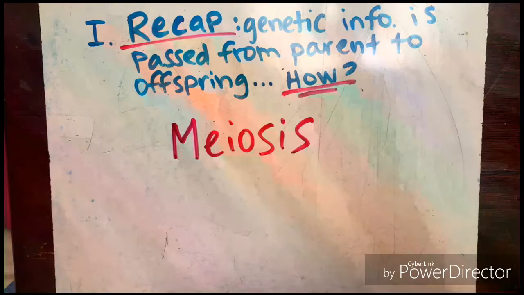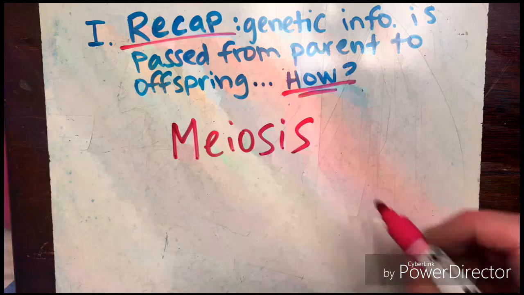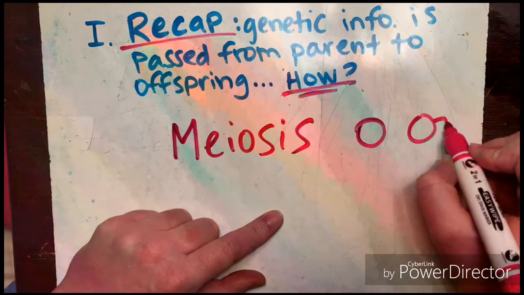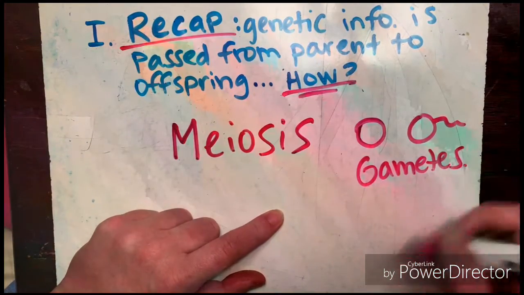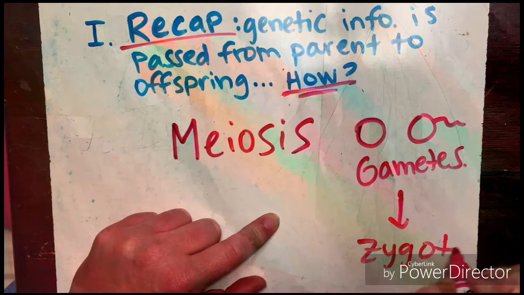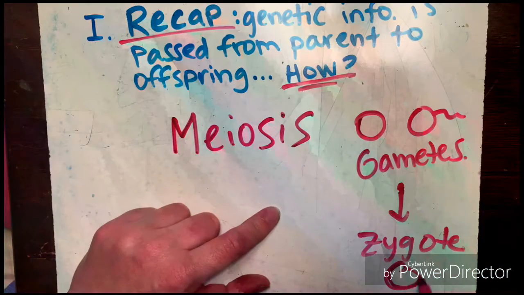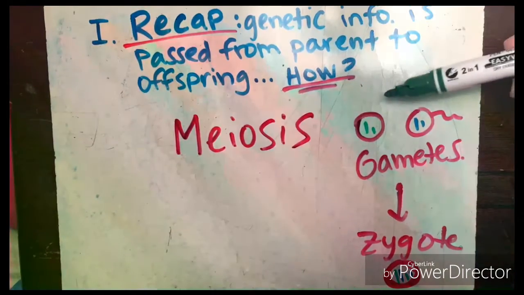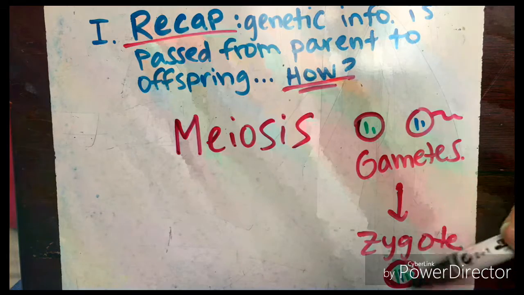So meiosis is going to allow for each parent to create either an egg or a sperm, which are called gametes, and those will come together to form a zygote, also known as a fertilized egg. So let's say that these represent the chromosomes within each gamete. When they come together, they form a zygote.